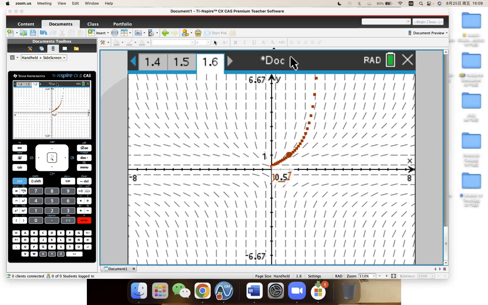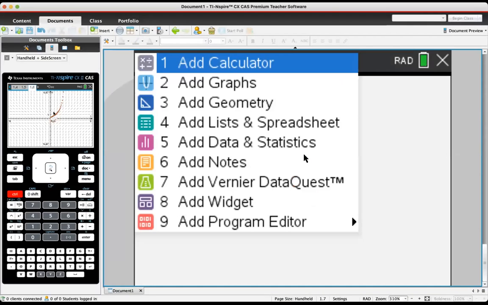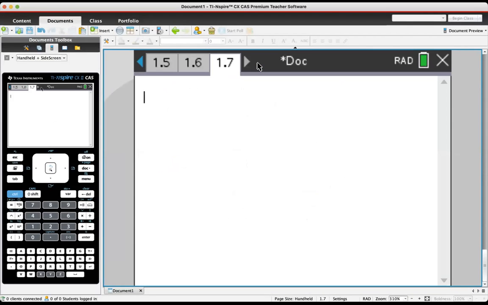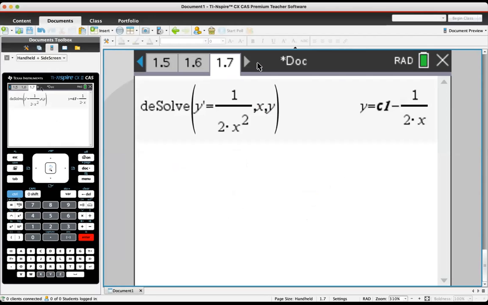So I think you will try to use your differential equation solver. So like DE solve y dash equals 1 over 2x squared, comma x, comma y. So this is one possibility, y equals integration constant c minus 1 over 2x.